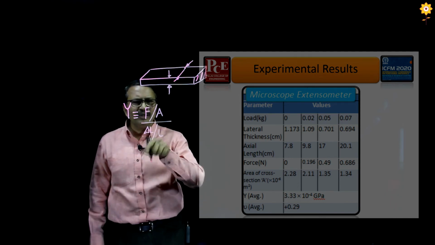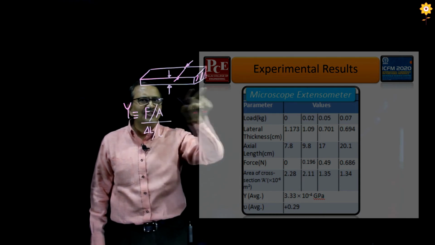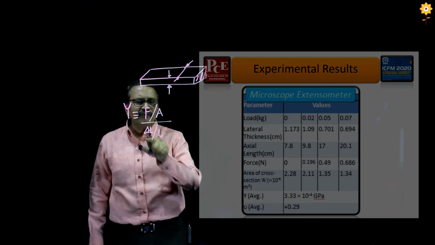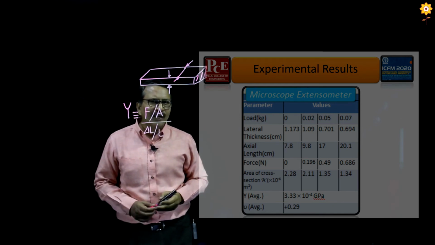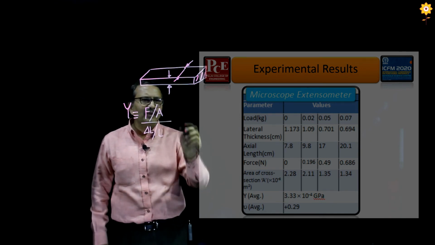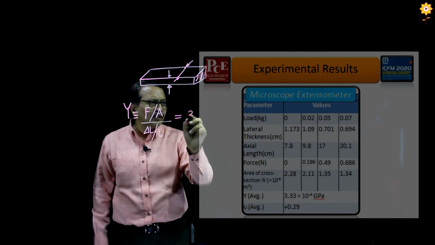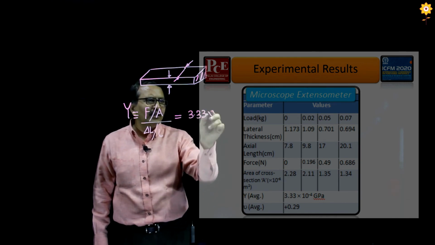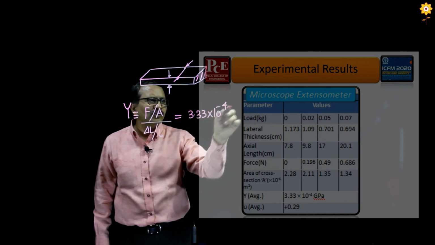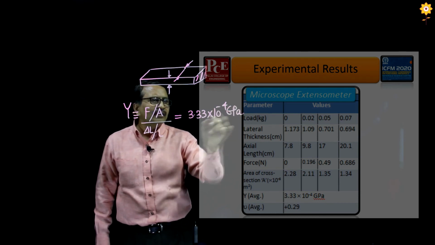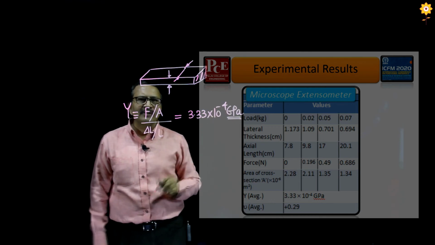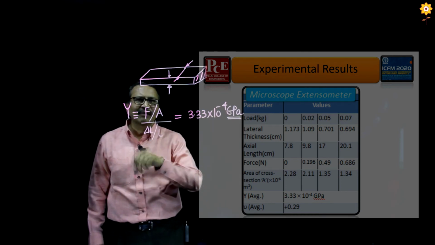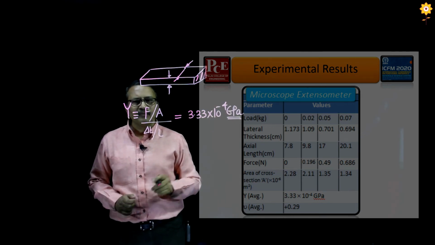But for my Young's modulus, I need only the axial one, and I will have three values of Y in such cases. The average value of Y reported is turning out to be around 3.33 × 10^-4 GPa. Now mind you, the order of magnitude of this value exactly coincides with what we obtained in the previous case.